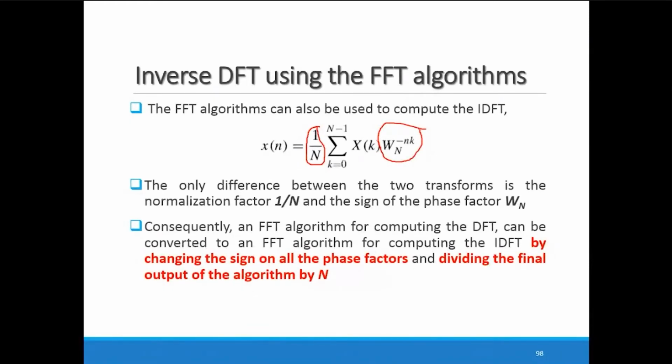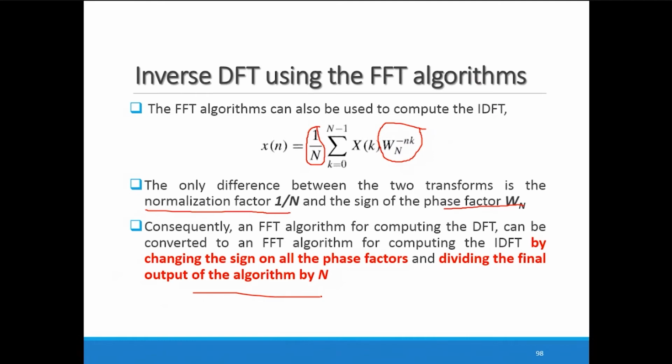The only difference between the two transforms is the normalization factor 1 by N and the sign of the phase factor, or twiddle factor omega N. Consequently, an FFT algorithm for computing the DFT can be converted to an FFT algorithm for computing the IDFT by changing the sign of all phase factors, whatever twiddle factors we get, and dividing the final output of the algorithm by N, the normalization factor. These are the only two changes you have to make, so the same algorithm can be used for the inverse DFT calculation.